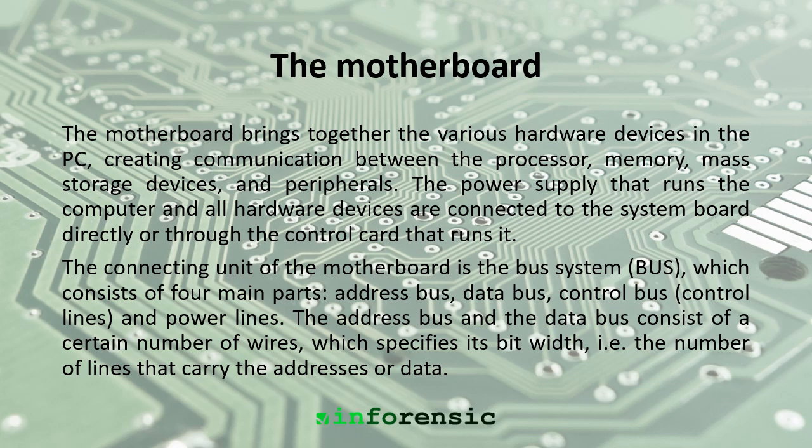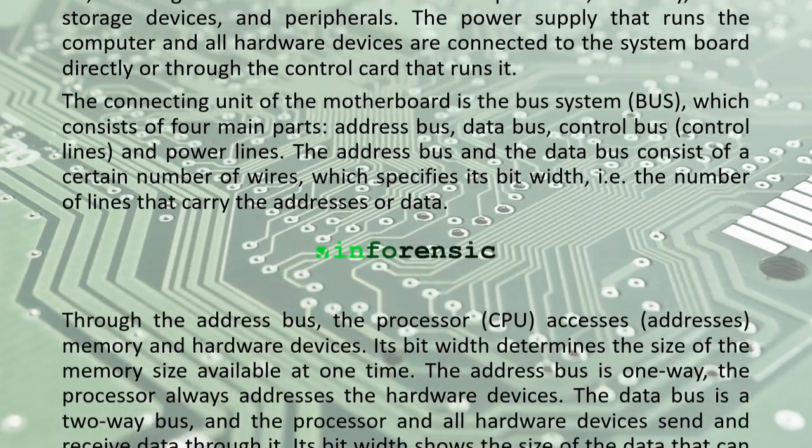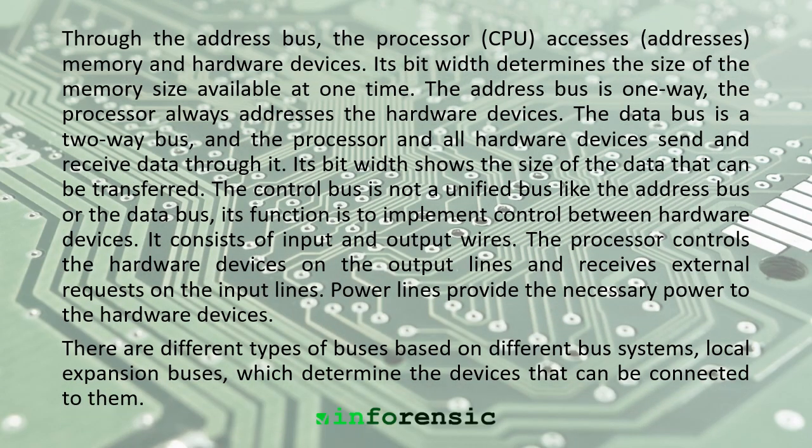bus, control lines, and power lines. The address bus and the data bus consist of a certain number of wires, which specifies its bit width, i.e. the number of lines that carry the addresses or data. Through the address bus, the processor (CPU) addresses memory and hardware devices. Its bit width determines the size of the memory available at one time.